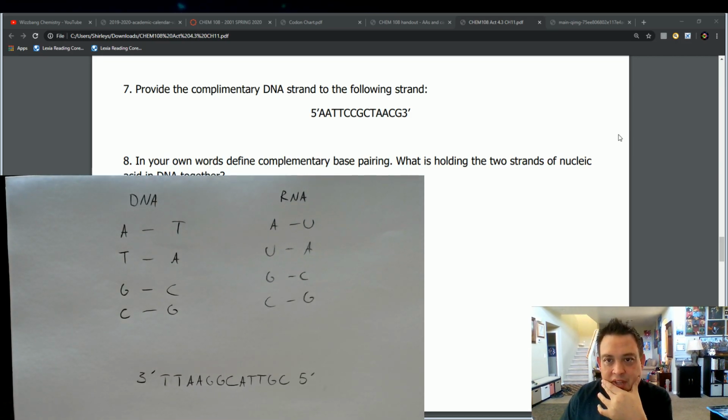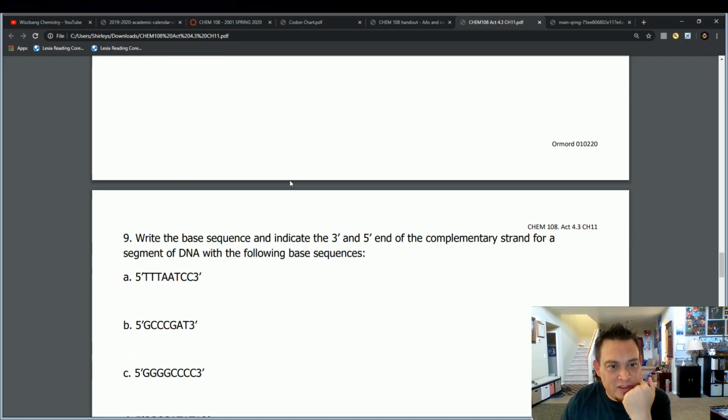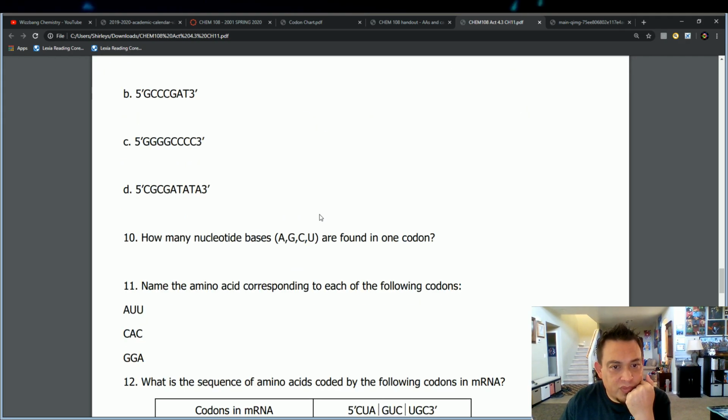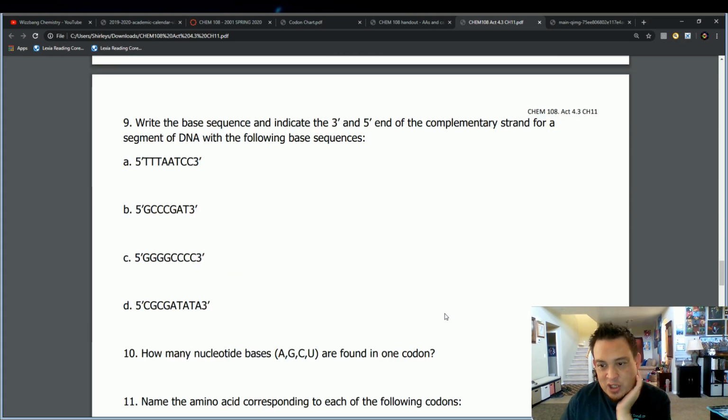So there we go. That's basically how you approach all these kinds of problems when you're drawing the complement base pair. That was kind of awkward. Sorry about that. All right. Let's take a look at what else we got. So in your own words, explain how they pair. You guys can do that. Number 9 is more of the same. It's wanting you to draw the complement pairs for all these fragments.